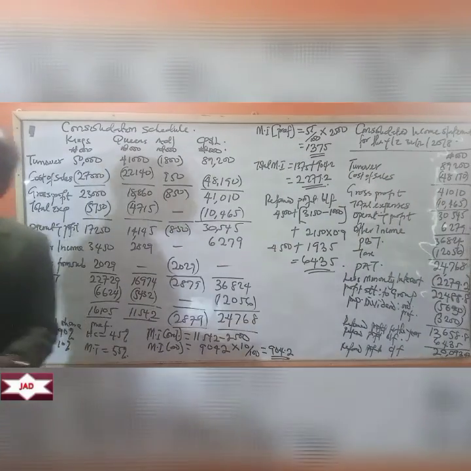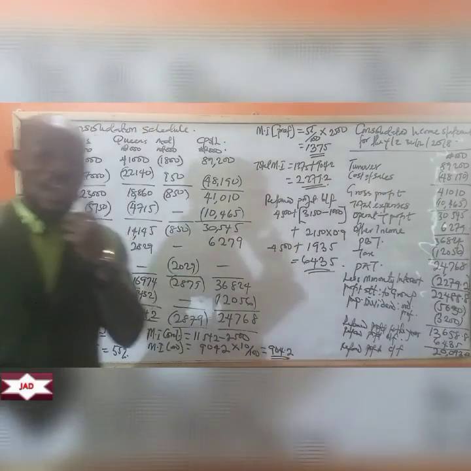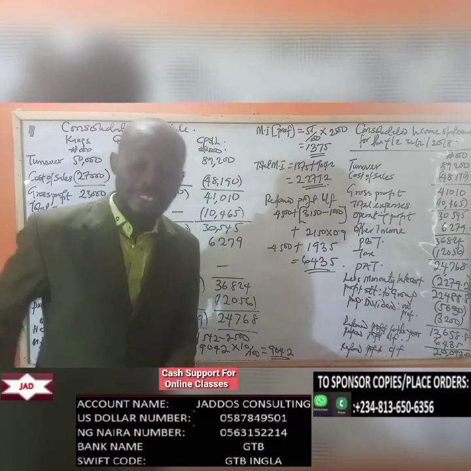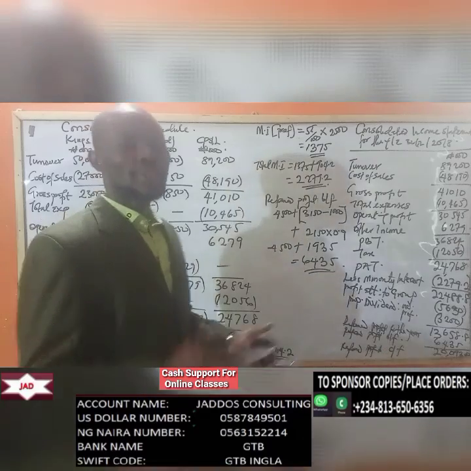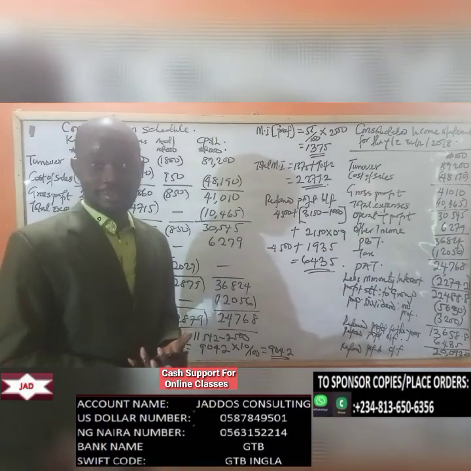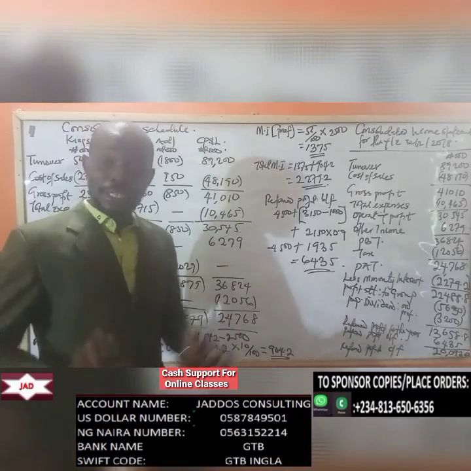Okay. So what we've just done here is to prepare the group CP and L, of course, taking into consideration adjustment for income from subsidiary. And then we had one other adjustment that we did. Okay. So take your time, go through it.